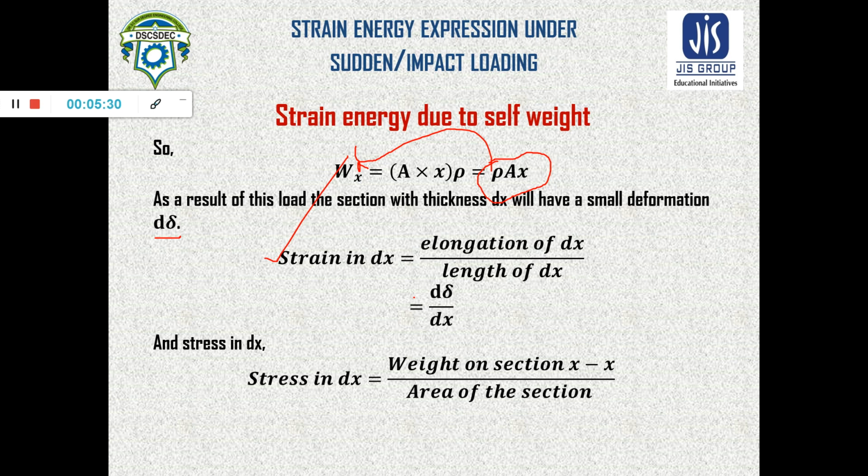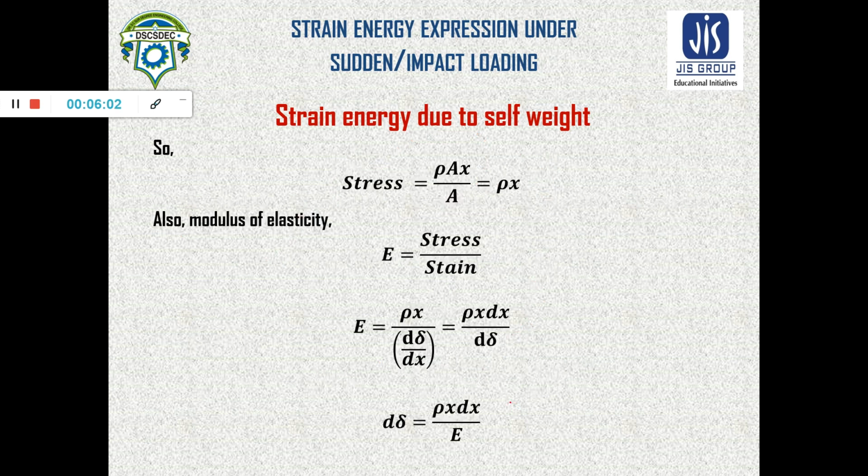That reaction is obviously equal to the weight of the section x. So stress can be written as the weight of the section by the area of the section. The weight of the section is rho A x and the area of the section is A. So that gives us stress is equal to rho into x.